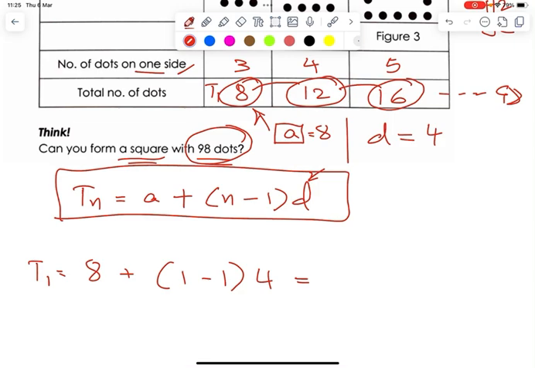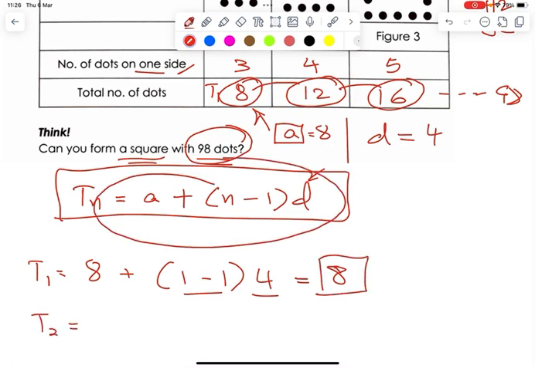All right, that will give you 8 plus 1 minus 1 is 0. 0 times 4 is 0, so obviously the first term is 8. Your second term, you apply the same formula here.